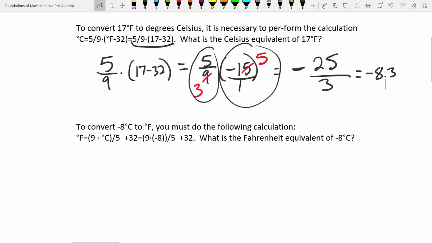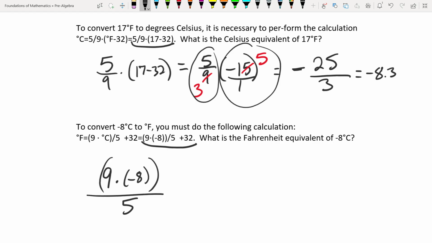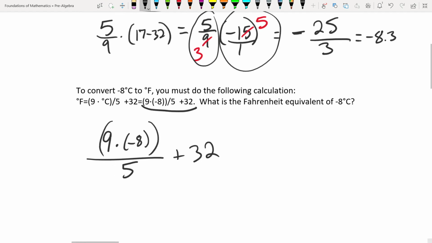Okay, to convert between negative 8 to degrees Fahrenheit, we need to do this calculation. Just to write it out to make sure you understand what we're looking at. We have 9 times negative 8 over 5 plus 32. Okay. 9 times negative 8, positive times negative is negative. 9 times 8 is 72.